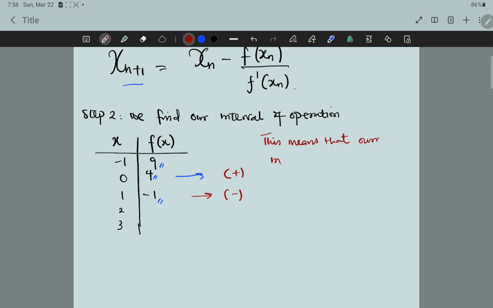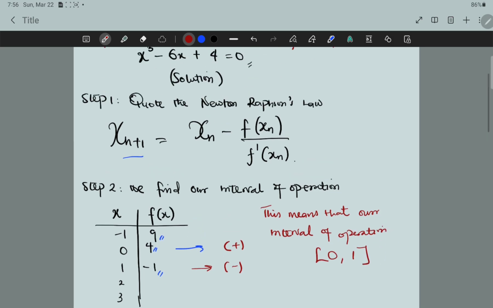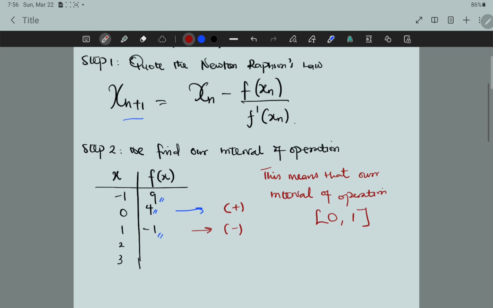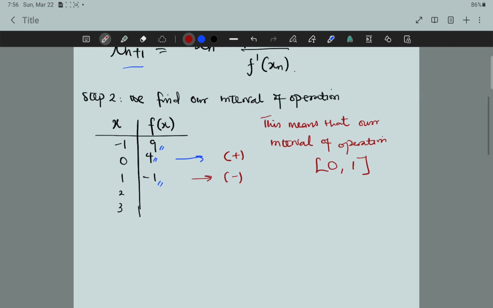this means that our interval of operation is 0 and 1. That means the answer that I'm looking for is in between 0 and 1. Is that clear now? It's in between 0 and in between 1.